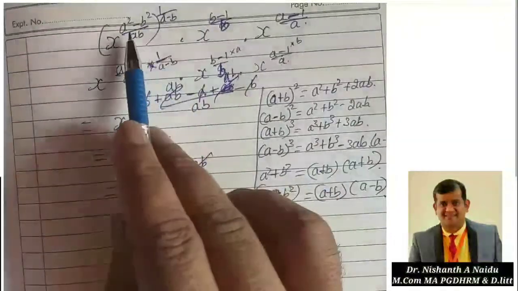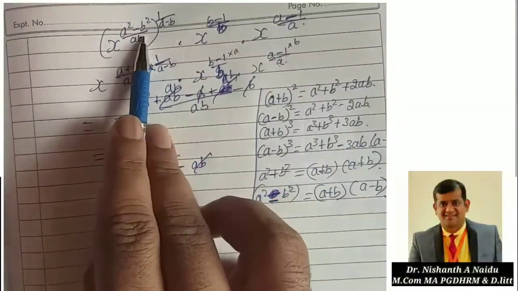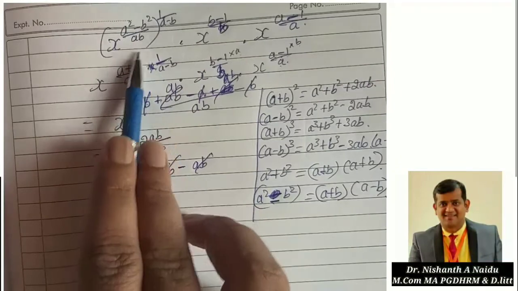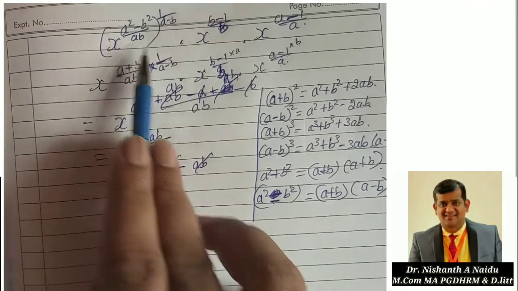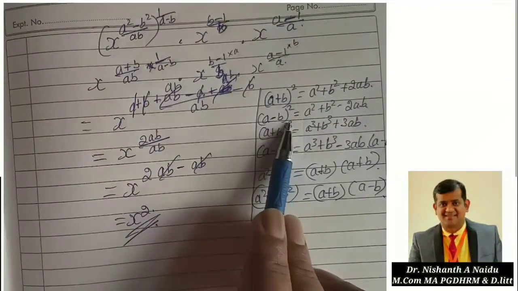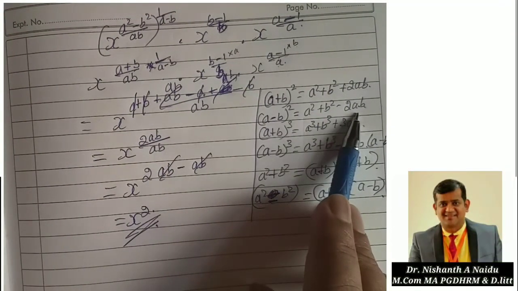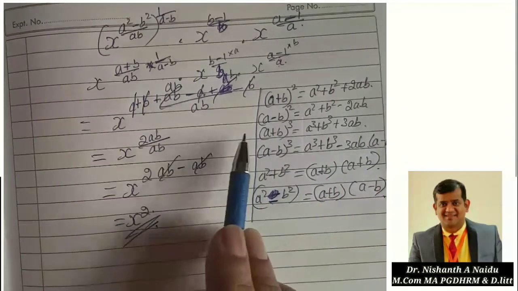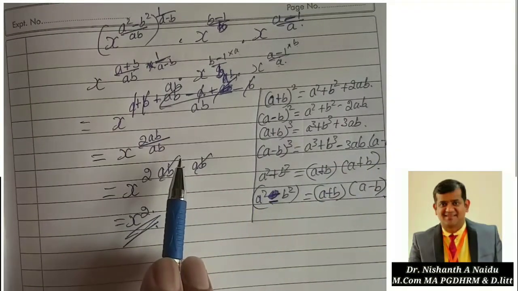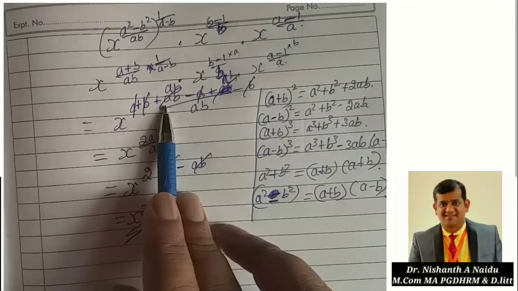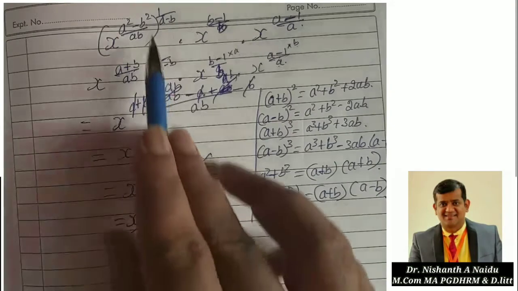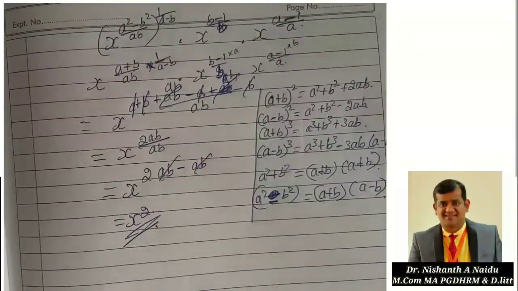If you look at this calculation, A square minus B square is there, divided by AB. So A square minus B square, that is 2AB. Clear? So that is A plus B, we have converted into A plus B. The same way here, A plus B I have done, plus AB I have provided. Okay, so that is how we calculate these steps.